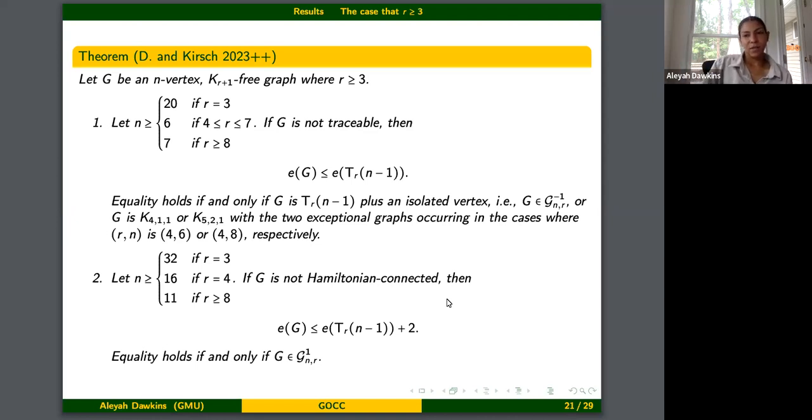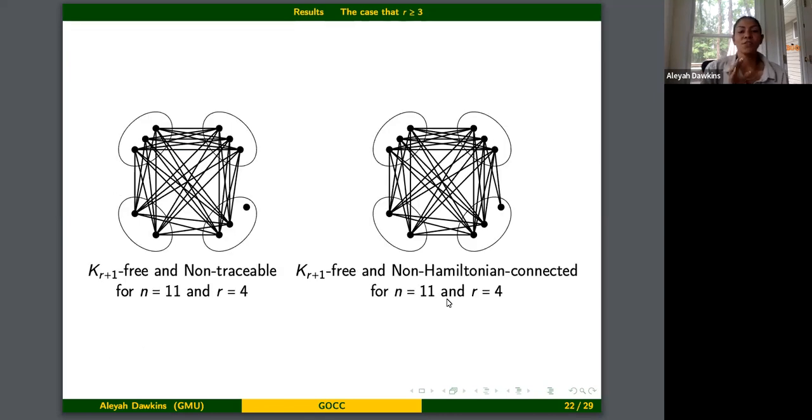And if G is not Hamiltonian connected, then the number of edges in G is going to be at most the number of edges in the Turán graph on n - 1 vertices plus 2. And we're going to have equality holding if and only if G is in that G family. Okay, so looking at those extremal graphs, you can really see how, again, we're using Turán's idea for the K_{r+1}-free and Ore's idea for the Hamiltonian conditions and combining them to get our extremal graphs. So for K_{r+1}-free and non-traceable, we have the Turán graph on one less vertex plus that isolated vertex. And for non-Hamiltonian connected, we're going to have the Turán graph on one less vertex and then connect it to two of them.